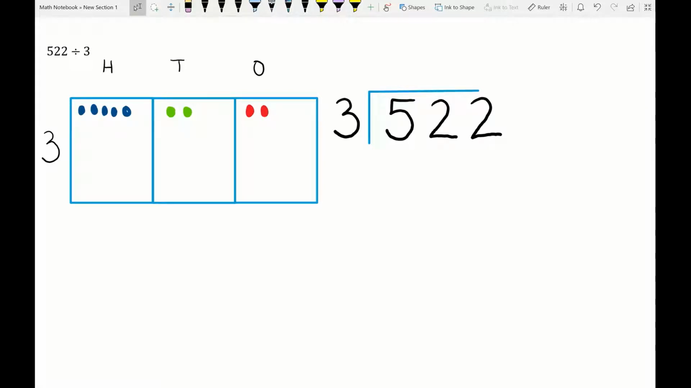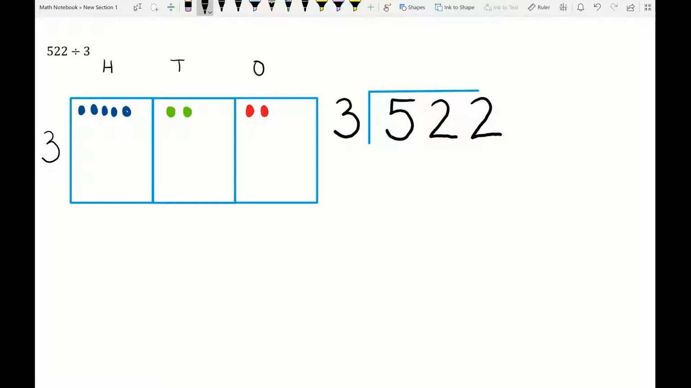522 divided by 3. We're going to find the quotient using the place value strategy and the standard algorithm side by side. Let's start with the largest unit. In my place value strategy, I have represented 522 with 5 hundreds because there's a 5 in the hundreds place, 2 tens because there's 2 tens, and 2 ones because there's a 2 in the ones place.